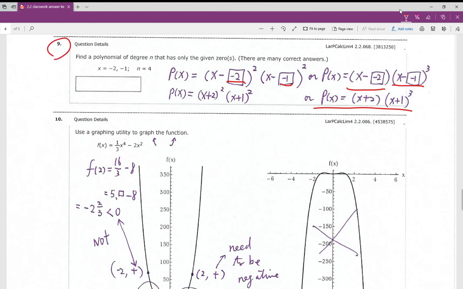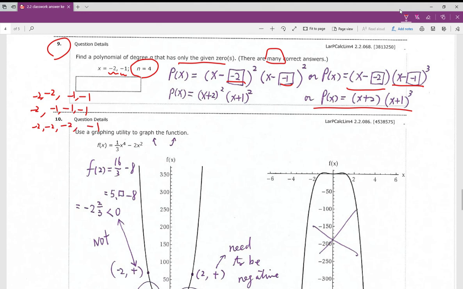This time, question number 9 is so special. Why? They said there are many correct solutions. Why are there many correct solutions? Because you have degree 4, but they only give you 2 answers. With only 2 answers, one possibility is that you have negative 2 duplicated and negative 1 duplicated. Another possibility is negative 2 not duplicated, but negative 1 tripled. Or negative 2 tripled, and negative 1 only one time.